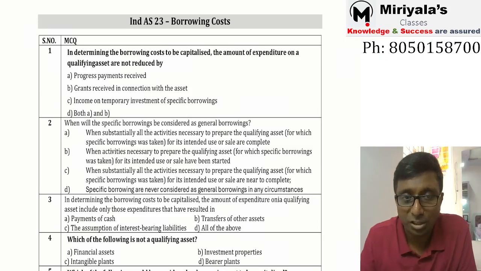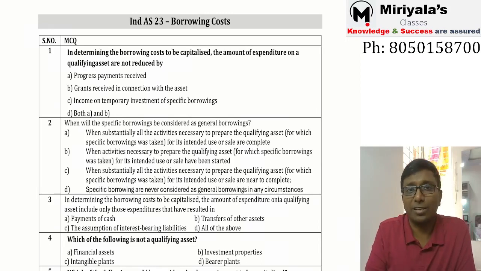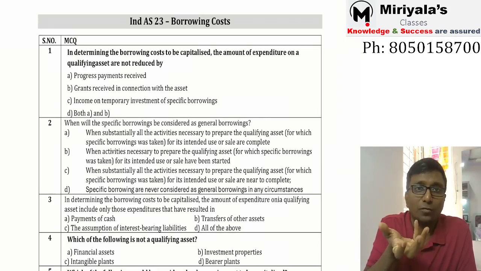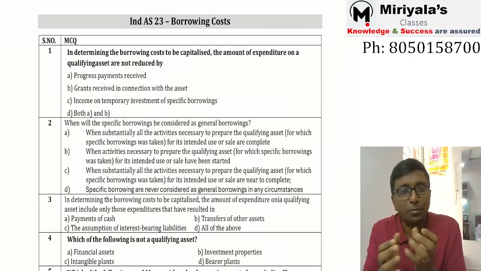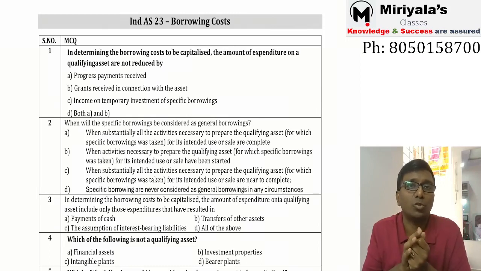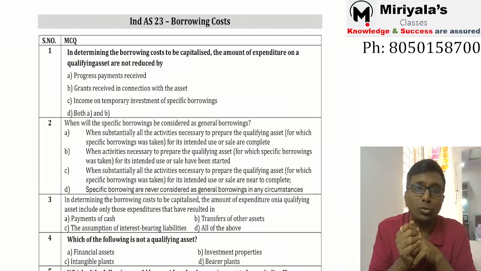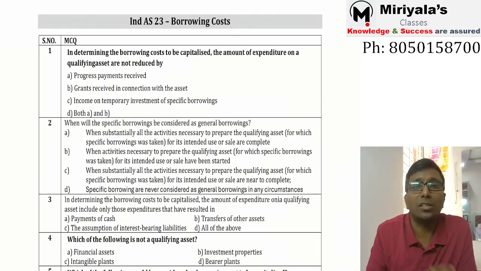If it is a general borrowing, then what are we supposed to do? You are supposed to calculate the weighted average rate of borrowing. That means the total amount of interest you have incurred divided by the weighted average of the borrowings. Basically, weighted average of the borrowings means the total amount of loan multiplied by the number of months it was outstanding, divided by 12. Then multiply by 100. If you apply that, you will get the weighted average rate of borrowing cost. That rate is supposed to be taken for the capitalization purpose.